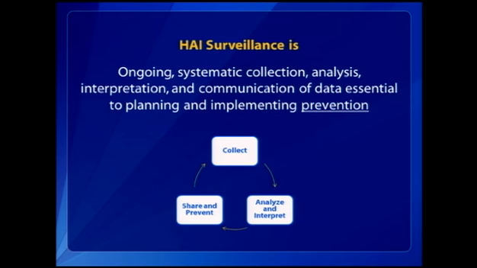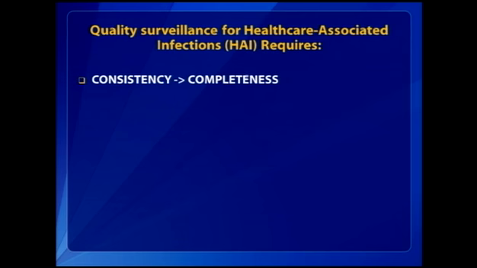One definition of HAI surveillance is the ongoing systematic collection, analysis, interpretation, and communication of data that is essential to planning and implementing prevention. I've underlined prevention because so often we focus hard, and pressures from outside facilities are focusing us so hard, on the collection part that we don't get a chance to get around to thinking about the sharing and prevention aspect. But all of these are parts of surveillance, and all of them are important, and we need to maintain all parts of the surveillance loop.